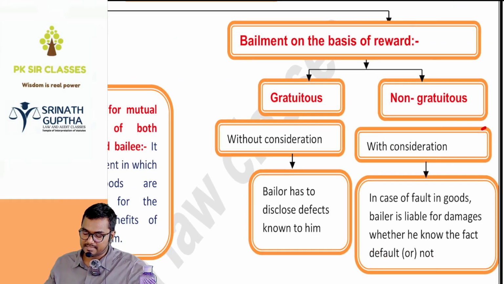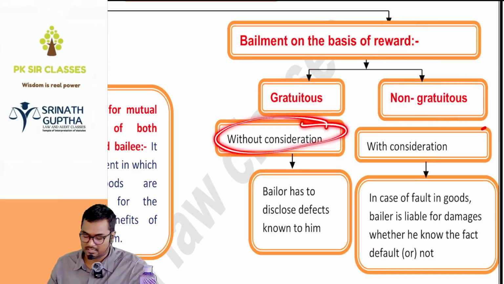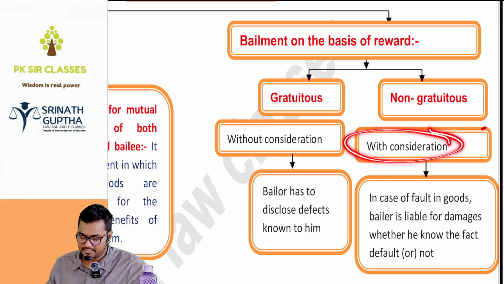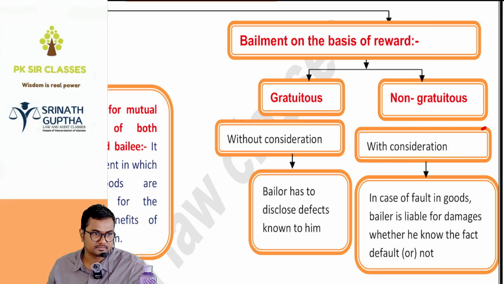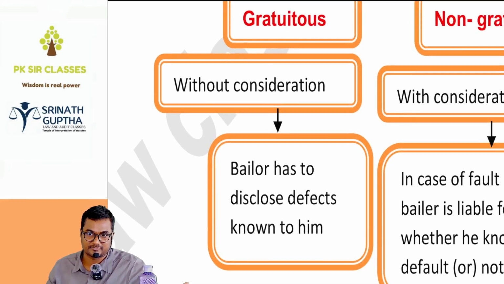Next, on the basis of the reward, two types: gratuitous and non-gratuitous. Gratuitous, without any consideration. Non-gratuitous, with some consideration. I am giving the car to my student. He has a car garage, a car repair shop. So after repairing, the student said, "Sir, you don't need to pay anything." He's not charging any amount from me. Gratuitous bailment. But if he's charging some amount, non-gratuitous bailment.